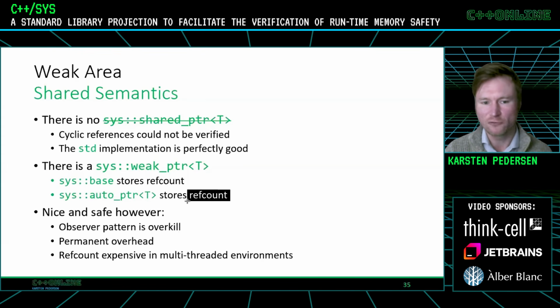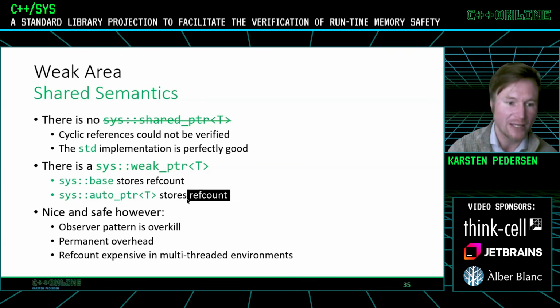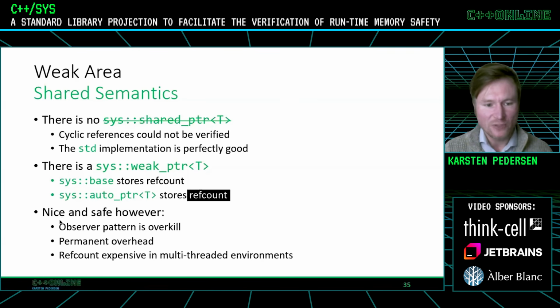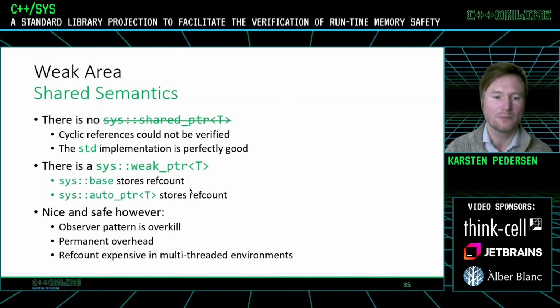But it's this ref count that really should raise concern, because that has a permanent cost. So in most cases, the observer pattern is overkill. You just want it to not cause a panic, so you can't use sys pointer, but you don't really need to properly query and know if the object's been destroyed or not. So it is overkill. It's safe, but it is overkill. It's a permanent overhead, and certainly in multi-threaded environments, because of this ref count, the data inside needs to then be thread safe and atomic and things like that. So it is quite expensive.